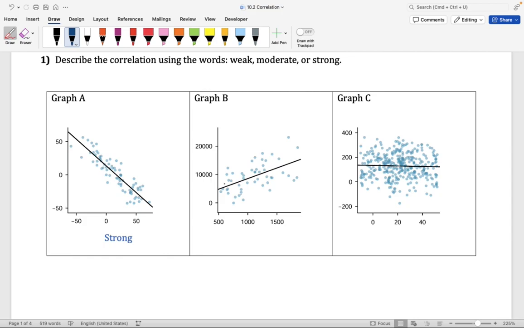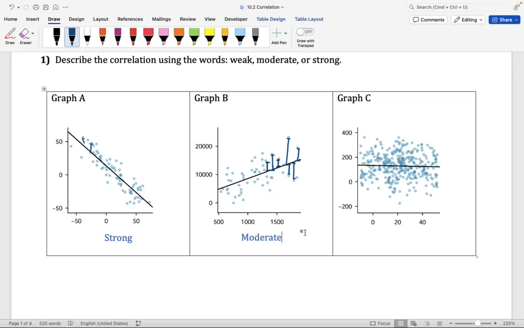In graph B, we see a linear relationship. Notice, as the x values increase, the y values are increasing. Now, we see a bigger spread between each of the points and the linear function. So notice, if we talk about the residuals, the distance between each of the points to the linear function, we see that the residuals are going to be bigger than the residuals we would observe in the first graph on the right. For graph B, we would describe this correlation as moderate.